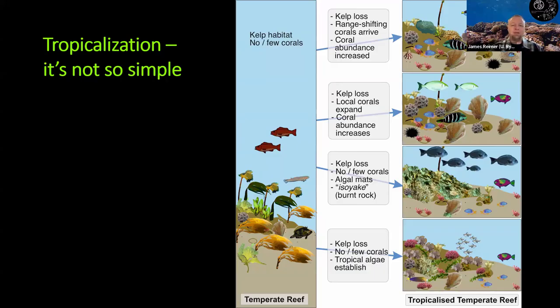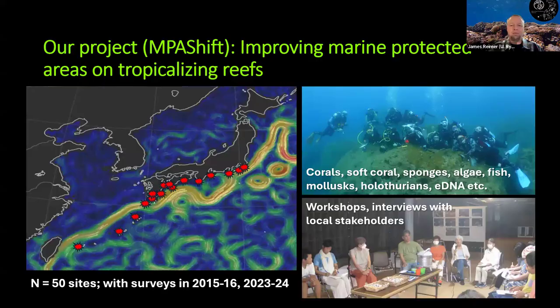So as the next slide shows, I'm going to basically show you what we've done in Japan. We had some data from 10 years ago. So thanks to the Lenfest Ocean Program, we went back, we went to 50 different sites across Japan. And at these sites, we had a team of about 8 to 10 of us, and we did massive underwater surveys: corals, soft corals, sponges, algae, fish, mollusks, holothurians, also environmental DNA.